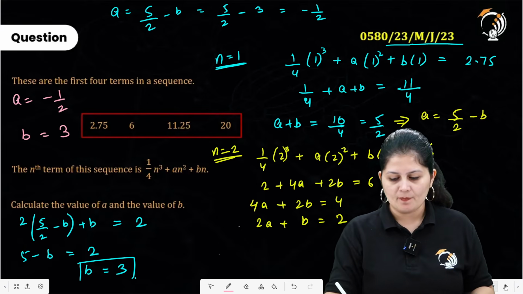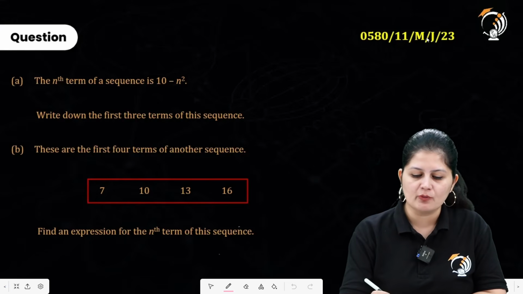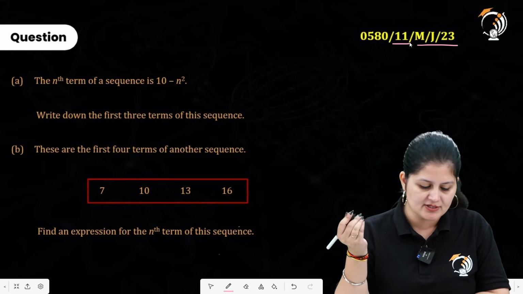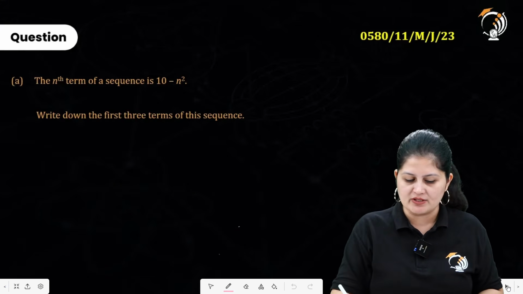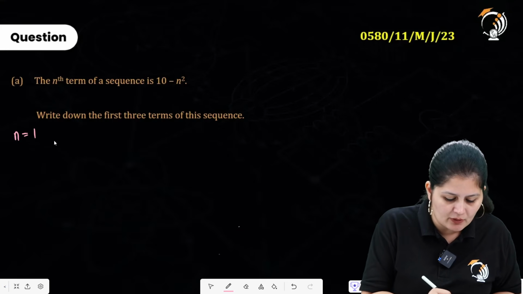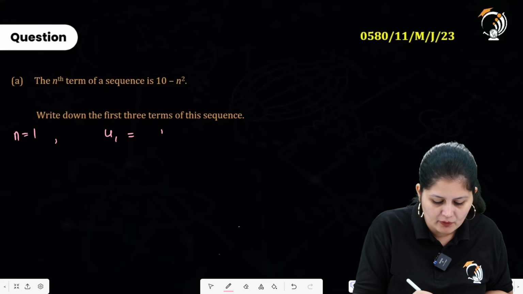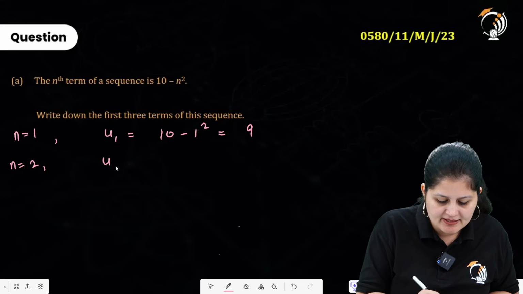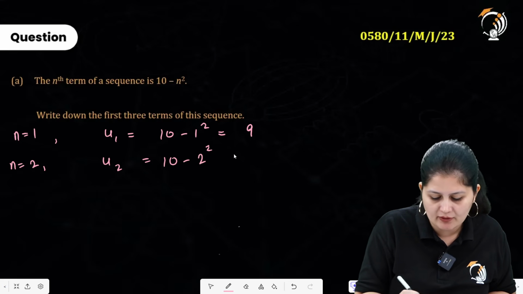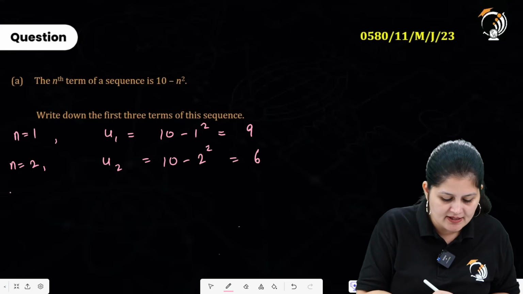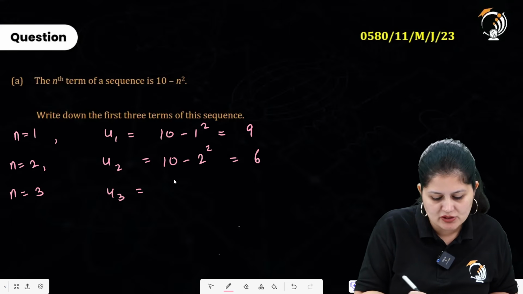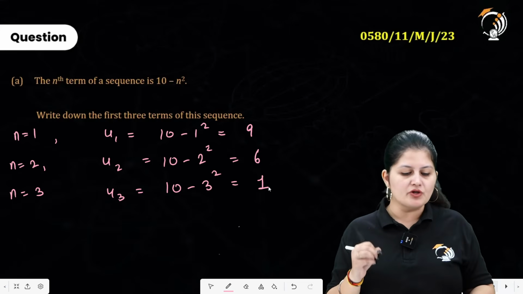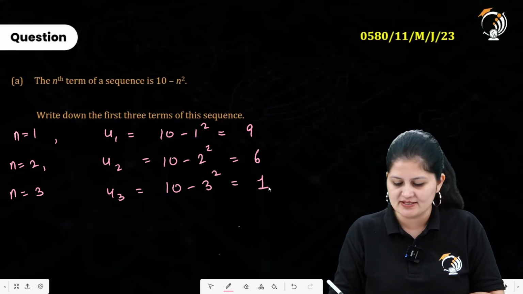Is that clear? Now, moving to the next question, which is from the paper of May June 23, variant 1-1. The nth term of the sequence is 10 minus n square. Write down the first 3 terms of the sequence. In order to write the first 3 terms, we will take n is equal to 1. In that case, the first term would be 10 minus 1 square, which is equal to 9. If I take n is equal to 2, the next term is going to be 10 minus 2 square, which is 10 minus 4, that is nothing but 6. And when n is equal to 3, the third term is going to be 10 minus 3 square, which is 10 minus 9, that is nothing but 1. So these are going to be the first 3 terms of the given sequence.